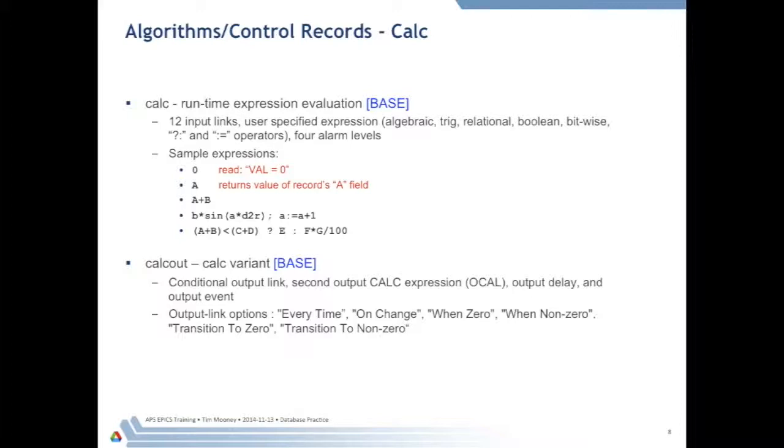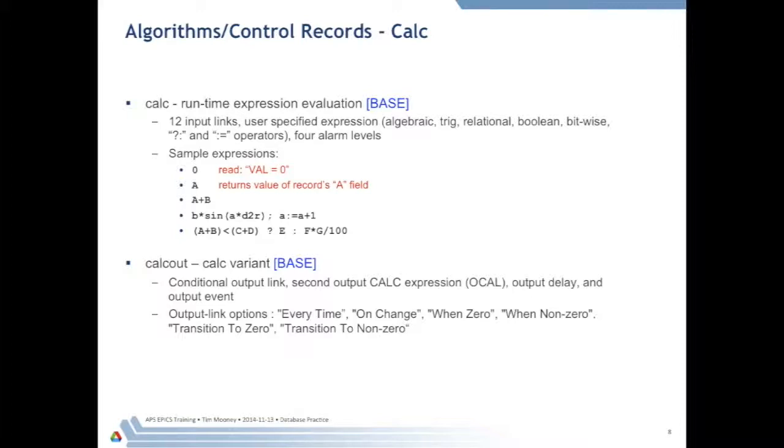The original record for this purpose was the Calc record. It's rarely used anymore, except in existing databases. Most people use the Calc out record instead because it's better. It's got more features and more options. And the expressions are the same between these two.